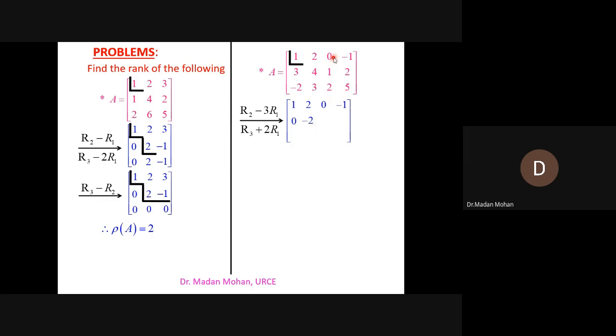1 minus 3 into 0 means 1 minus 0. 2 minus 3 into minus 1, that is 2 plus 3, which is 5. The second row changes like this. Now the third row. Minus 2 plus 2. 3 plus 4. 2 plus 0. 5 minus 2. Okay. Now it is not in echelon form.